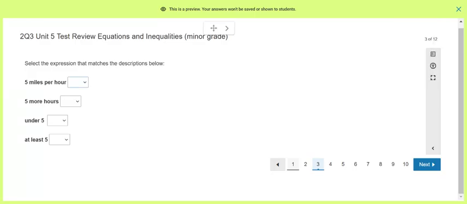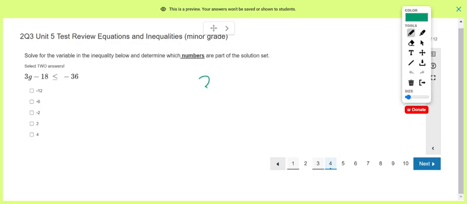So 5 miles per hour, which means every hour, every variable will be 5 times x. 5 more hours, we're just going to add 5. And then the expression, any number that is under 5 is going to be less than 5. And the least is 5, at least 5. That means everything else is going to be equal to 5 or greater than 5.